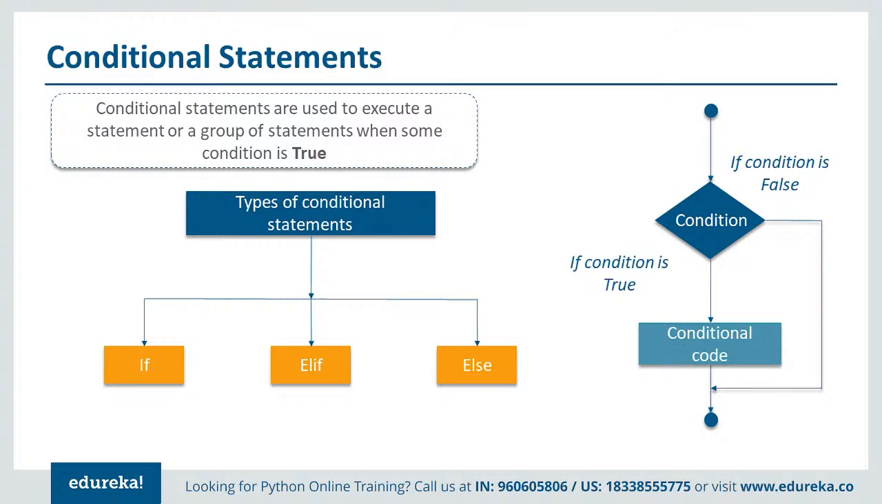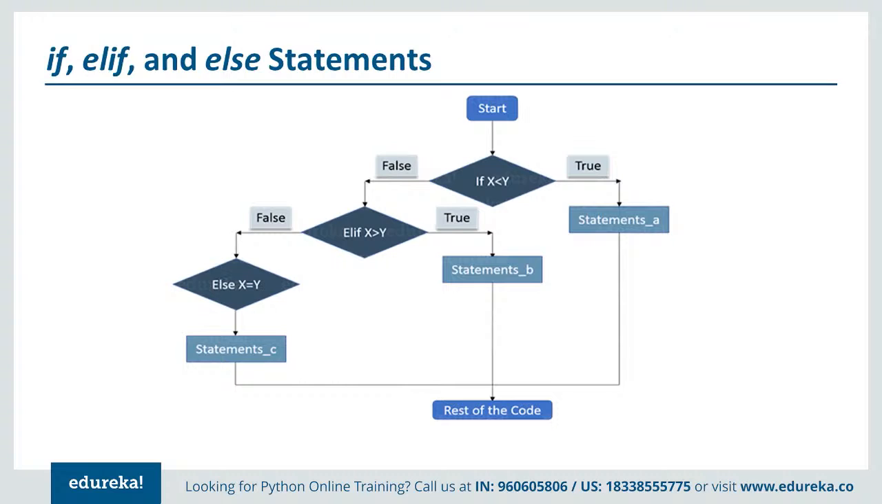There are different kinds of conditional statements we can have. We have if, else if, and else. Depending on your requirement and your conditions, you can explore which conditional statements you want to use. In this flow diagram, we are starting off with a particular condition: if x is less than y, where we are using a comparison operator. If x is less than y and this situation is true, then statement A is executed.